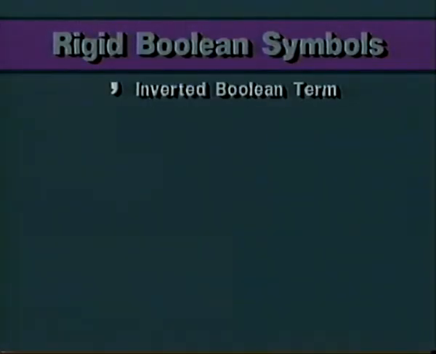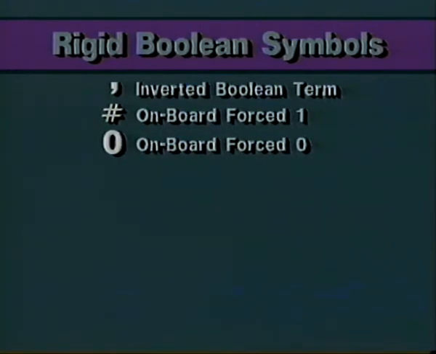The apostrophe indicates the inverted boolean term. The pound sign represents an onboard forced 1. A 0 is an onboard forced 0. The ampersand indicates a signal is being delayed on a delay gate.